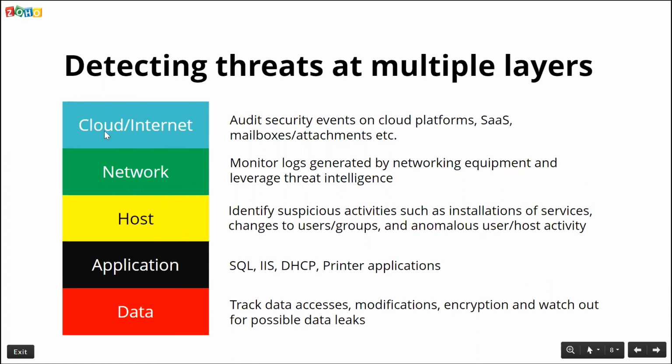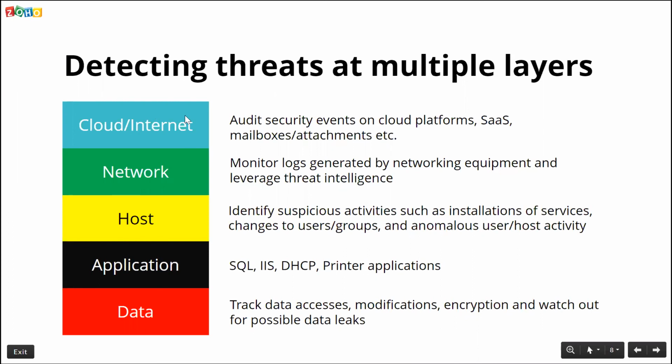But over and above that, especially today, it's become really important to add one more layer to your monitoring stack, and that would be your cloud platforms. So look at the same kind of security events that are happening on cloud platforms, on your SaaS applications, on the mailboxes, what the attachments are, and make sure that you're staying on top of these five layers, because in this day and age, this has become so crucial that you are able to have this holistic view of what's going on in the network.